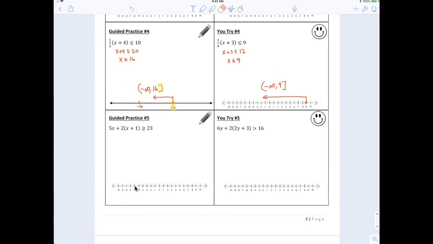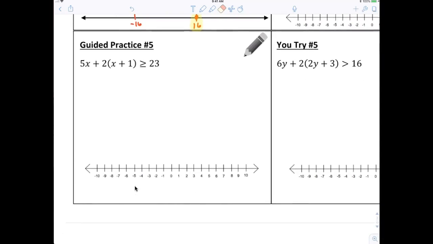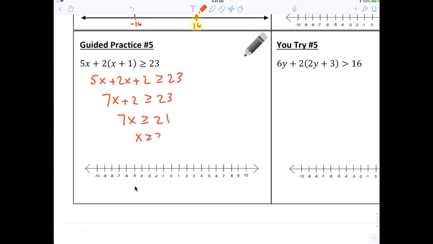All right. Now, last 2 for today. I want to go ahead and distribute here, please. 5x plus 2x plus 2 greater than or equal to 23. 7x plus 2 greater than or equal to 23. 7x greater than or equal to 21. And so x is greater than or equal to 3.